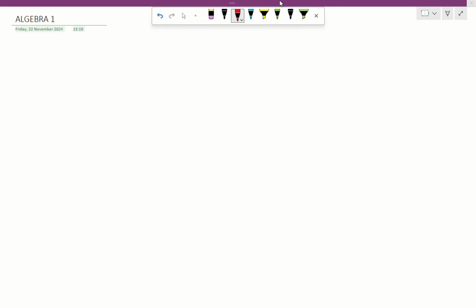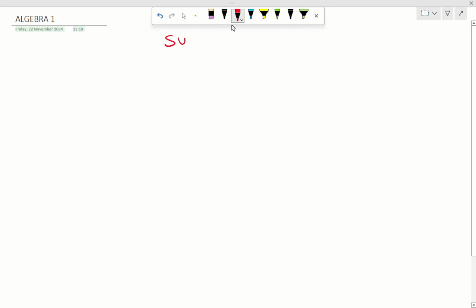So today we'll be looking at what is called substitution in algebra. In algebra, letters are used to represent numbers, and these letters are called variables.